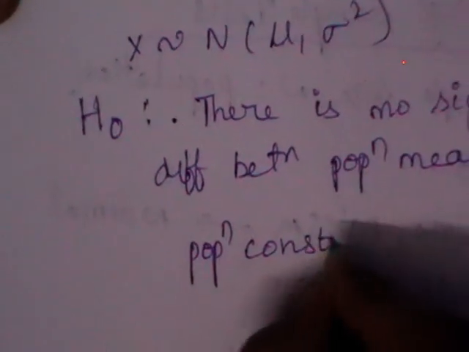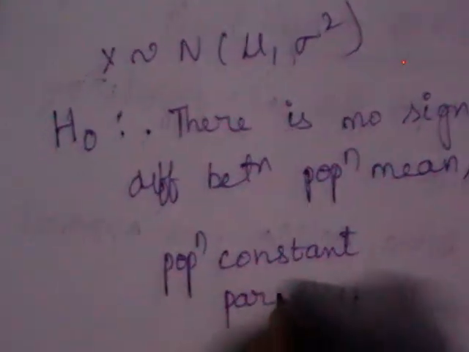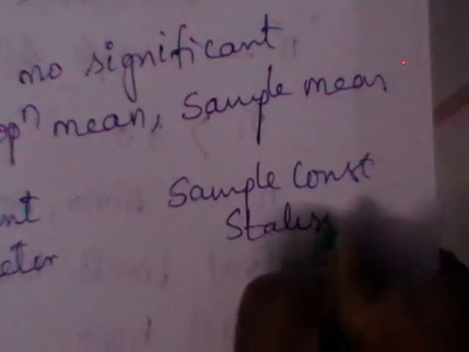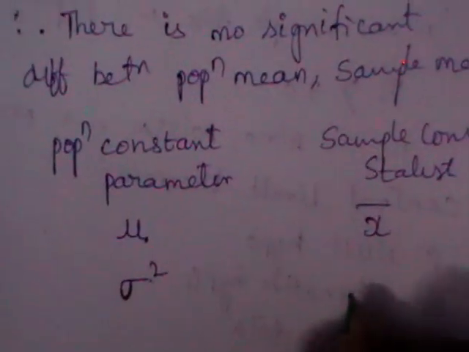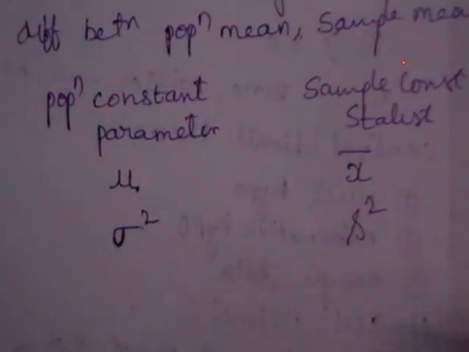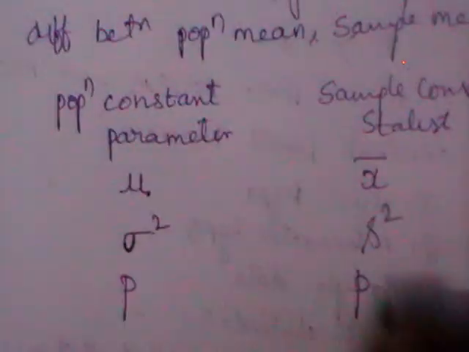Just listen here first. Before going to that, try to understand what the population constants are called. Population constants are always called parameters. Sample constants are called statistics. Here population mean we indicate with mu and that of sample with x bar. Population variance with sigma square, that of sample variance with s square. Population proportion with P, sample proportion with p, and population correlation with rho, sample correlation with r.